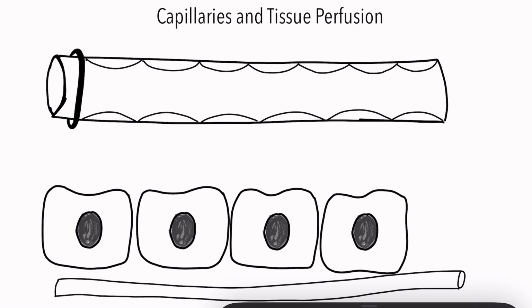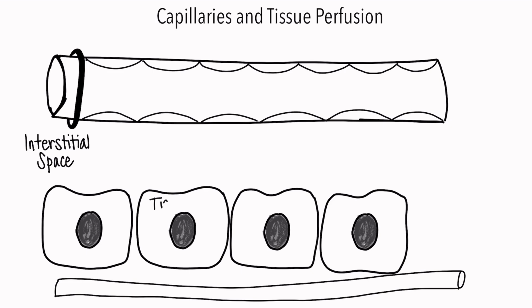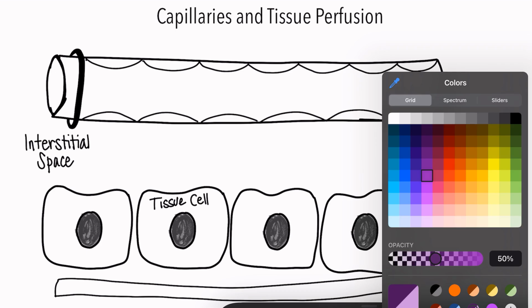In between the capillary, which is the picture on top, and the cells of the organ, which are the tissue cells below, is what's called the interstitial space. So the interstitial space is between the capillary and the tissue cells. This is an example of a tissue cell. Let's say this is a cell in a muscle or a gland.